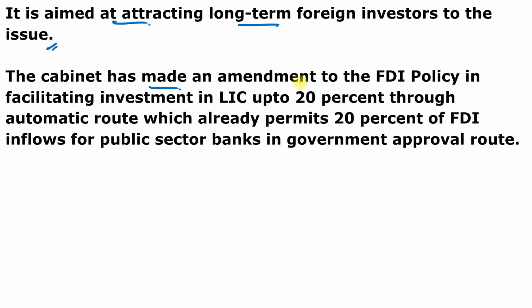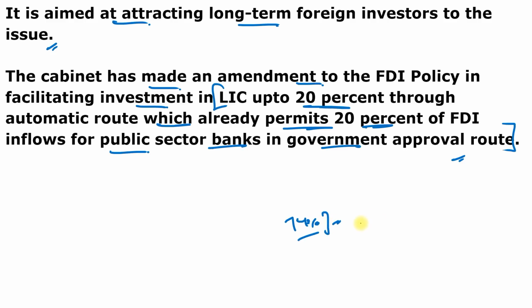And the cabinet has made an amendment to the FDI policy, facilitating investment in LIC up to 20% through the automatic route, which already permits 20% of FDI inflows for the public sector banks in the government approval route. The current FDI policy, which permits 74% foreign investment under the automatic route in the insurance sector, does not apply to LIC. Why? Because it is established and governed under the LIC Act of 1956, and the law did not have any specific provision for foreign investment in the insurer. So that's why we have to amend the LIC Act to allow FDI in LIC.